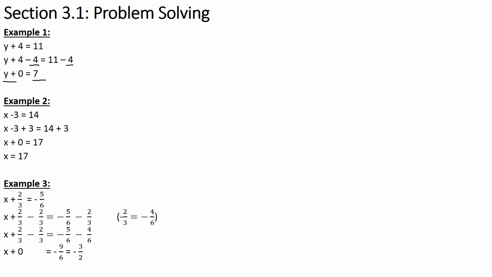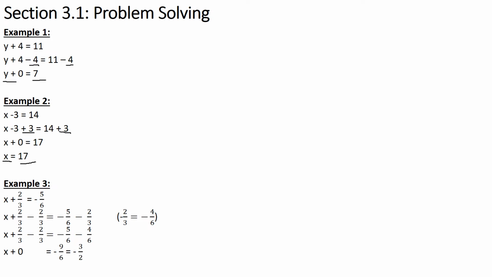x minus 3 equals 14. Let's add 3 to both sides to get rid of that minus 3. x minus 3 plus 3 here, plus 3 here. So x minus 3 plus 3 is simply x plus 0, or x. And then 14 plus 3 is 17. So x is 17.